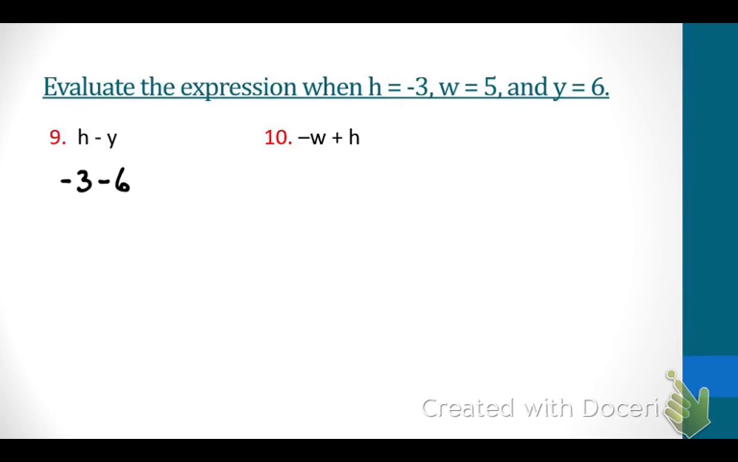Hope, same sign or different sign? Same sign. Add the numbers, keep the sign. What do you get? -9 is correct. Raise your hand if you also got -9. Okay, if you didn't, that's okay. Erase it and fix it wherever the mistake was made.